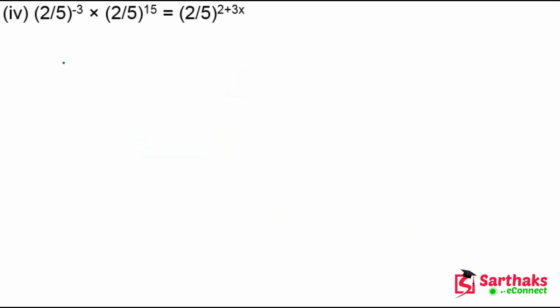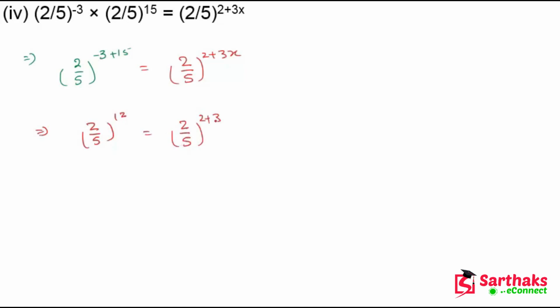Now the next is, again here we have (2/5) raised to power minus 3 into (2/5) raised to power 15, which is equal to (2/5) raised to power 2 plus 3x. Okay, so now again (2/5) we can write raised to power minus 3 plus 15. What is minus 3 plus 15? It is 12. So this will be (2/5) raised to power 12, equals (2/5) raised to power 2 plus 3x.